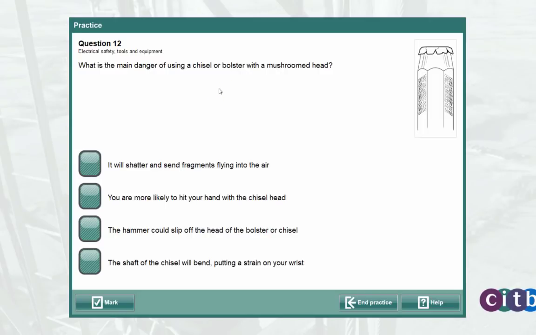What is the main danger of using a chisel or bolster with a mushroomed head? It will shatter and send fragments flying into the air. You are more likely to hit your hand with the chisel head. The hammer could slip off the head of the bolster or chisel. The shaft of the chisel will bend, putting a strain on your wrist.